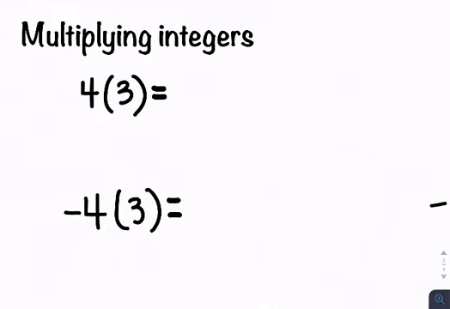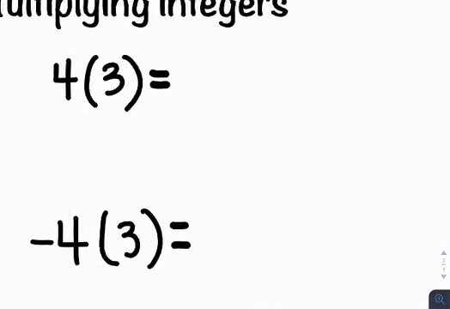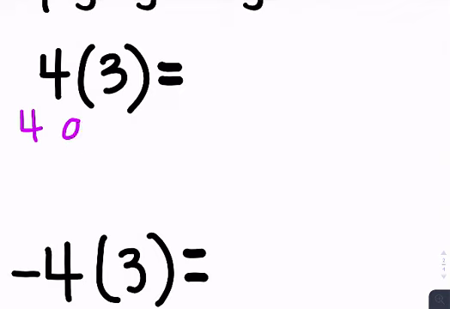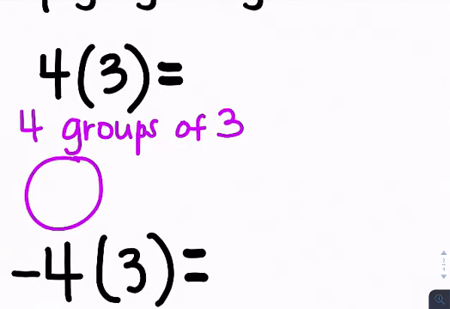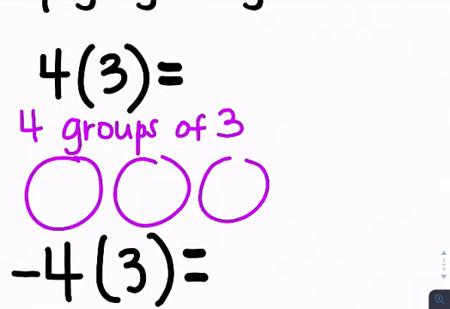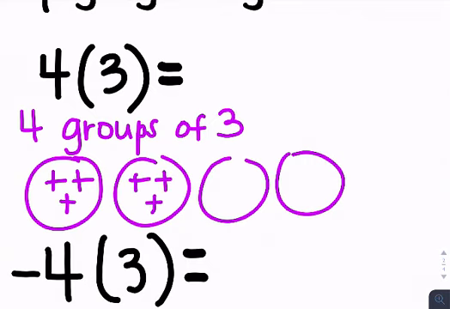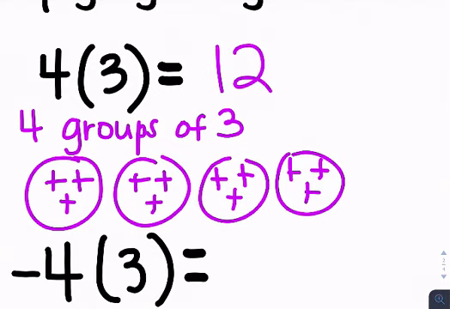So, multiplying integers. I like to think of this as 4 groups of 3. So I have 4 groups, and inside each group I have 3 positives. I have 12 positives altogether.